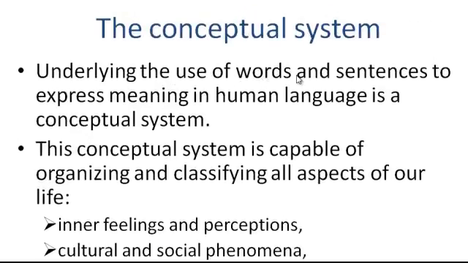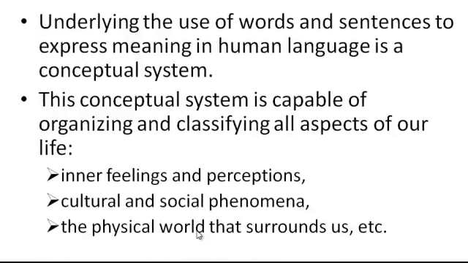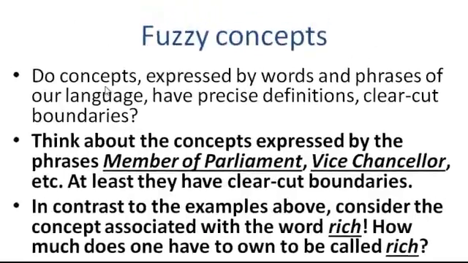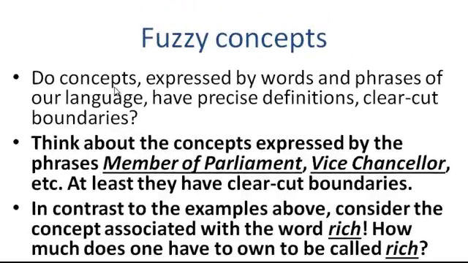Underlying the use of words and sentences to explain meaning in human language is what is referred to as the conceptual system. So this conceptual system is capable of organizing and classifying all aspects of our life in terms of our inner feelings and perceptions, cultural and social phenomena, and also the physical world that surrounds us, and so on. Now that we are considering concepts, this leads us to think about fuzzy concepts.